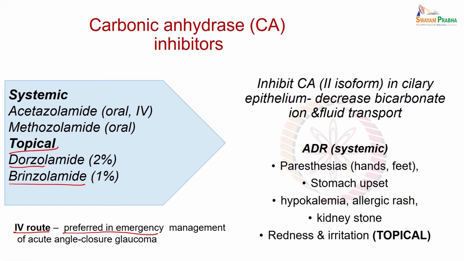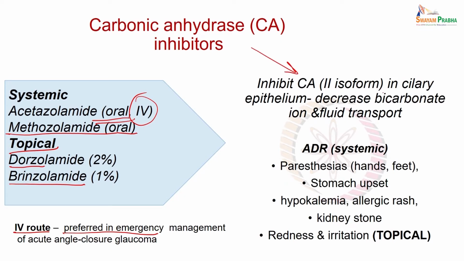Acetazolamide, which is a conventional carbonic anhydrase inhibitor, has the advantage that it can be given by oral route and can also be given in an emergency situation by intravenous route. Methazolamide is given by oral route. How do these carbonic anhydrase inhibitors act?